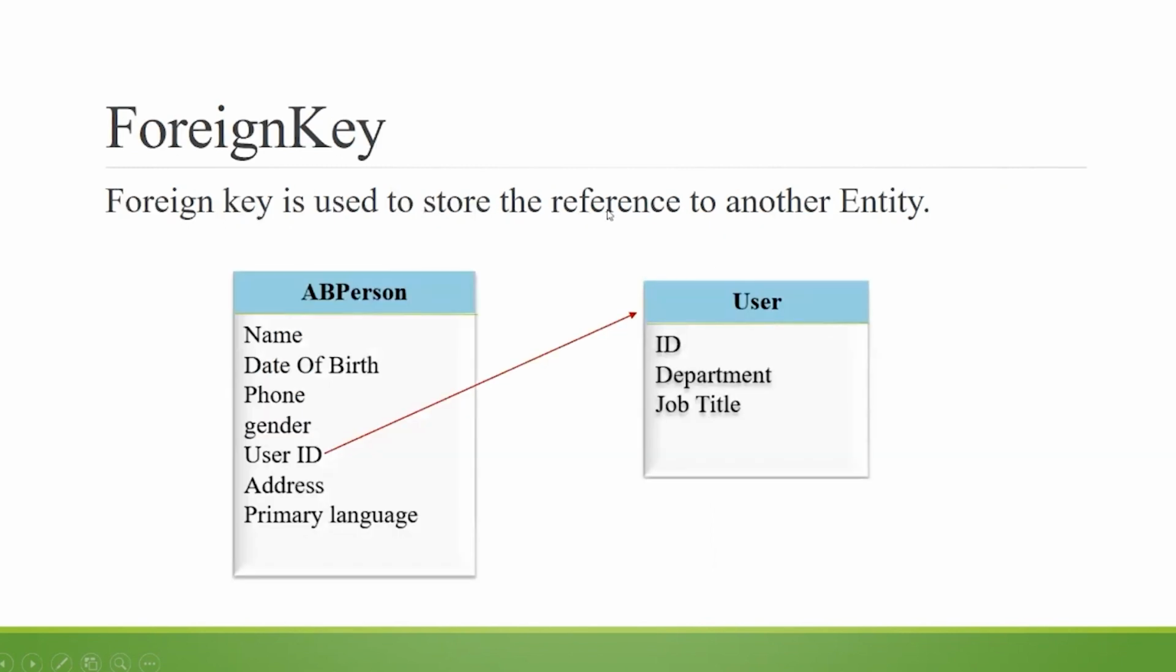Now coming to foreign key field. Foreign key is used to store the reference to another entity. There are some cases in which we need to refer from one entity to another entity. In such cases, foreign key is used, and it is a one-to-one relationship. For example, we have AB person and we need to refer to the user entity in the AB person entity for user ID. So here we refer to user as a foreign key in the AB person. This is a one-to-one relationship.